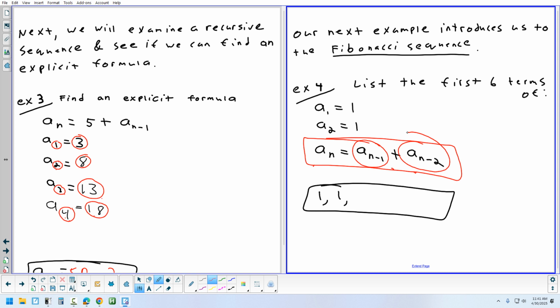What would be the next number after that? Third term would be 2. Yep, third one would be 2. And then 1 plus 2 gives you 3. 2 and 3 is 5. 8. How many did they want? The first 6. All right, so we're done.